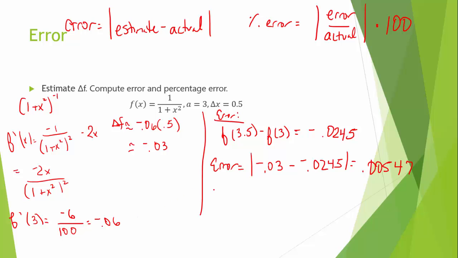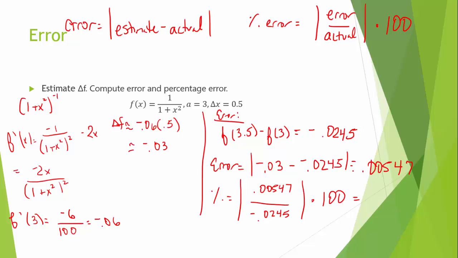Now, to calculate the percentage of error, we simply take the absolute value of 0.00547, the error we just calculated, and we divide it by the actual difference, which is negative 0.0245. Remembering that this is a percentage, so we need to multiply that by 100.